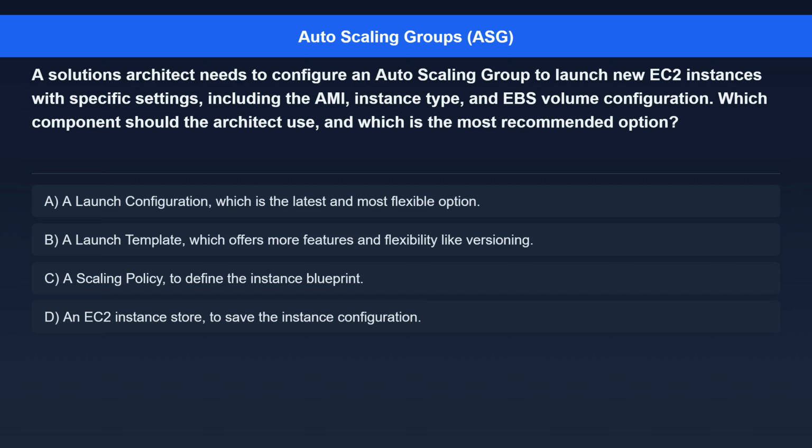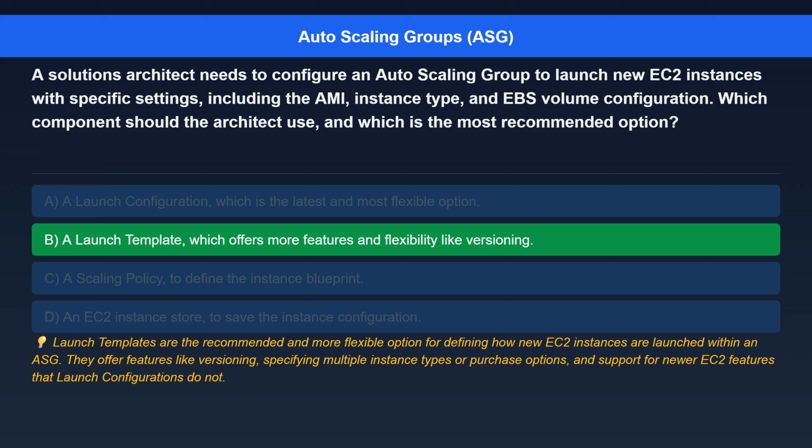Option A. A launch configuration, which is the latest and most flexible option. Option B. A launch template, which offers more features and flexibility like versioning. Option C. A scaling policy, to define the instance blueprint. Option D. An EC2 instance store, to save the instance configuration.